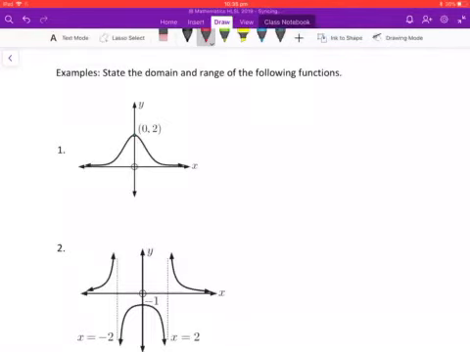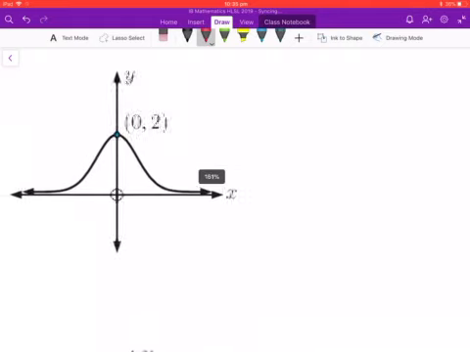Okay, so we're going to do these examples. We're going to state the domain and range of the following functions. I'll do both notations. If you're SL, you just need to know set notation. So let's have a look at this one first.